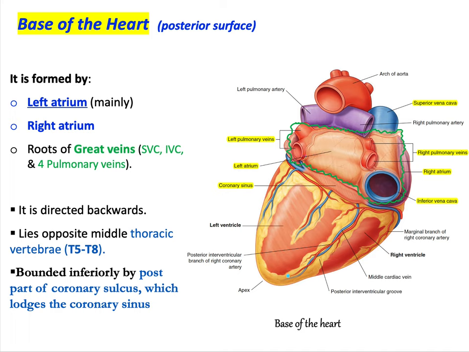Now, okay, we talked about the apex of the heart, formed by the left ventricle. Where is that? The location. And on the other hand, we have the base of the heart, the pyramid. This green line indicates the location of the base of the heart. Guys, we are looking at the heart from the back.